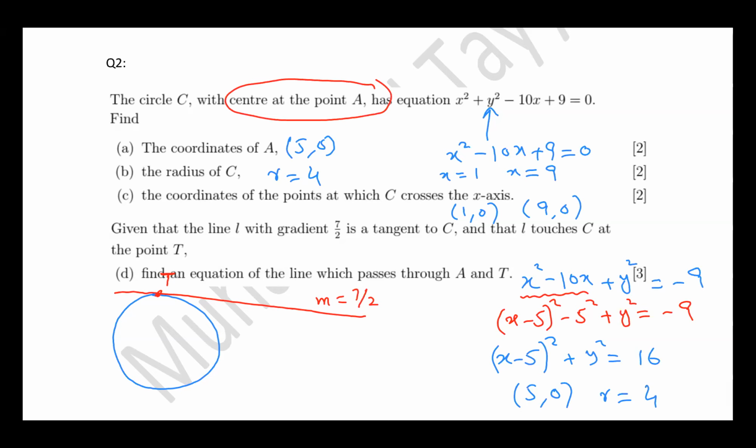So if A is the center of the circle, it should be somewhere here. This is the point A, the center of the circle. We have to find the equation of the line through A and T. A is the center and T is a point on the circumference. So AT is a radius, but we don't have to find the radius. We have to find the equation of the line which passes through A and T.